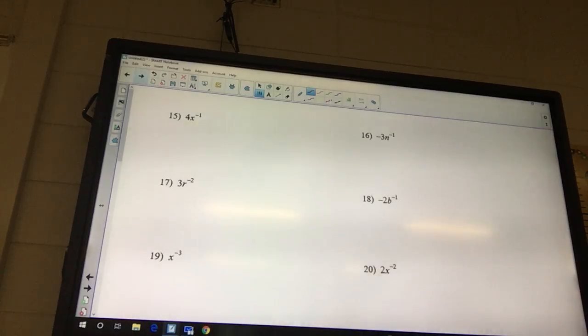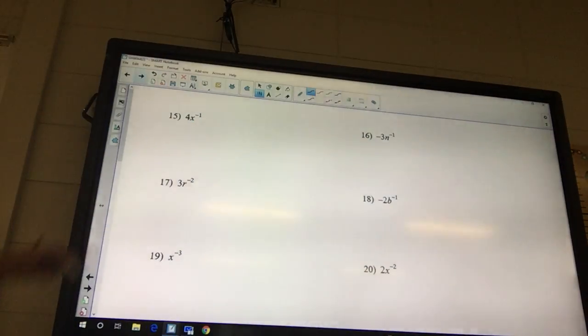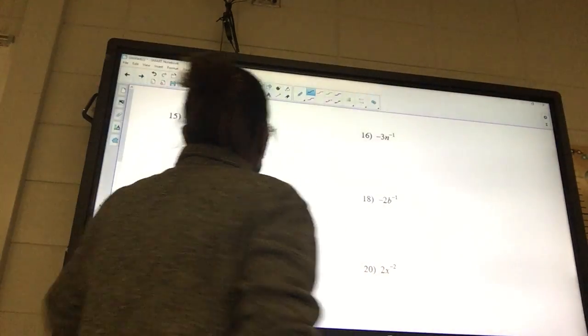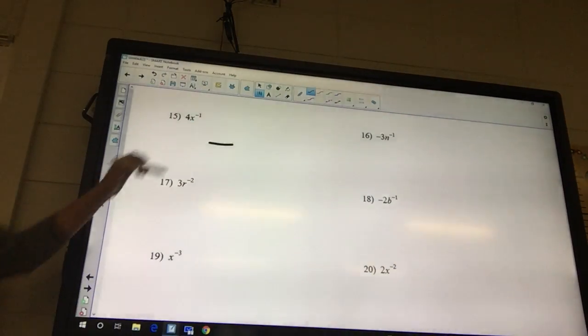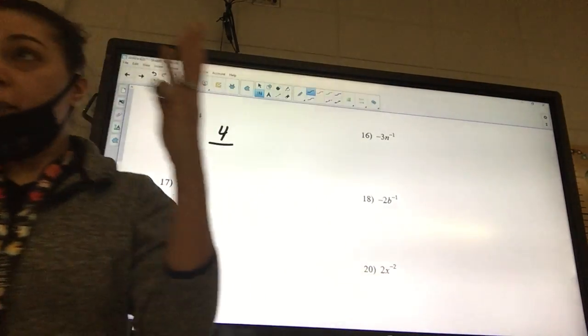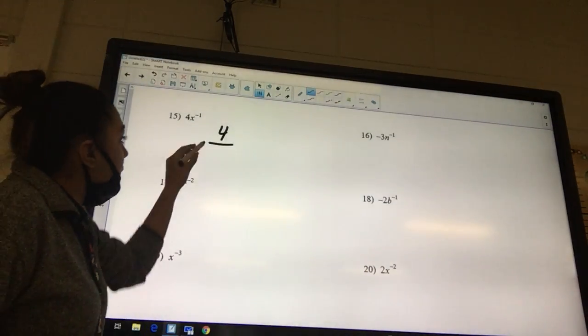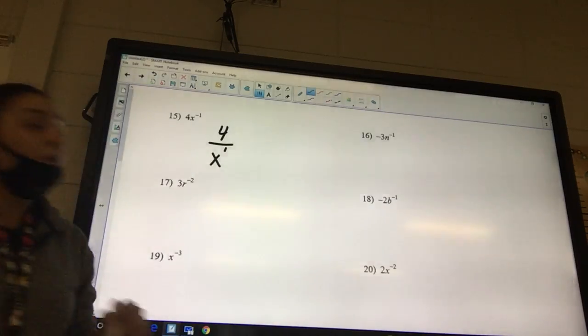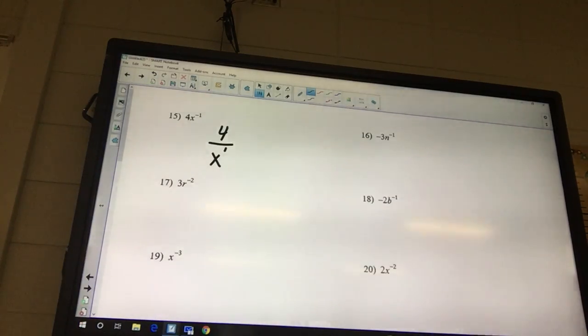Okay, 15. Do we have negative exponents? Yes. Okay, so we can draw a bar. Does the 4 need moved? No, it stays on the bottom. What's going to be on the bottom? x to the 1. Okay, which leads me to my question. Do we write x to the 1? No, for x. Why? There's already a 1 there.